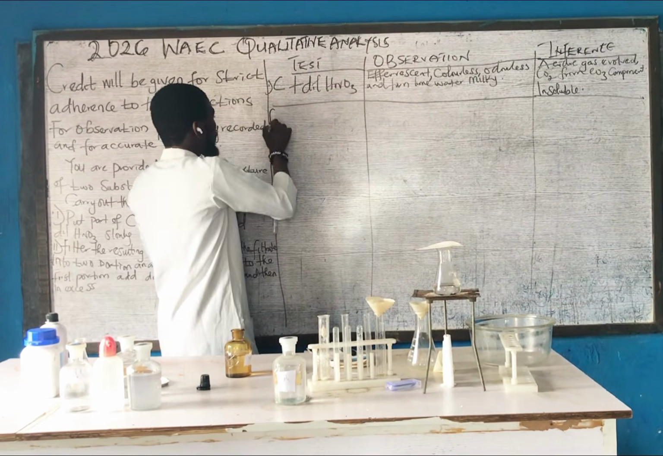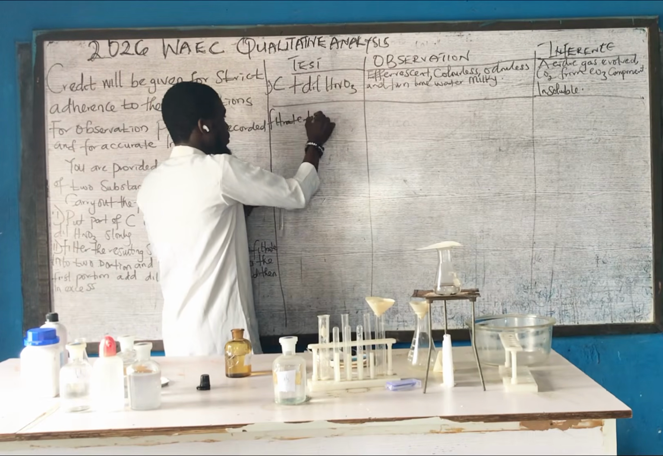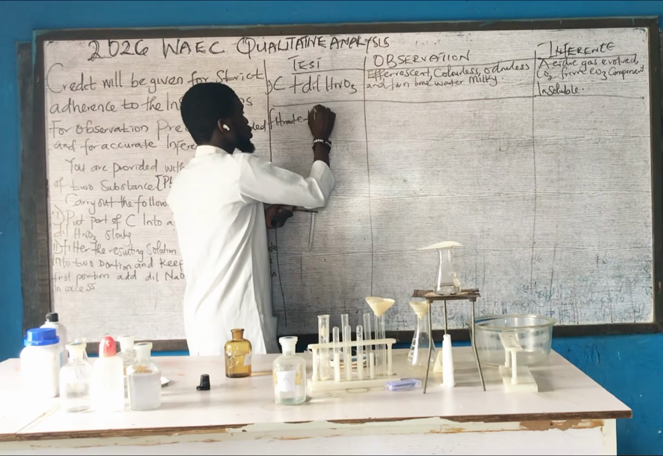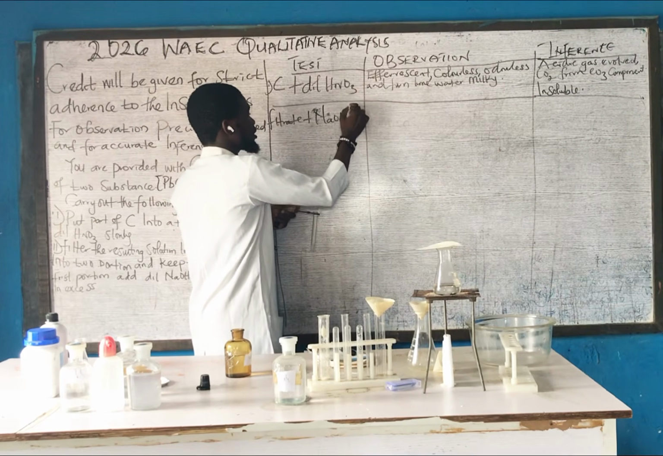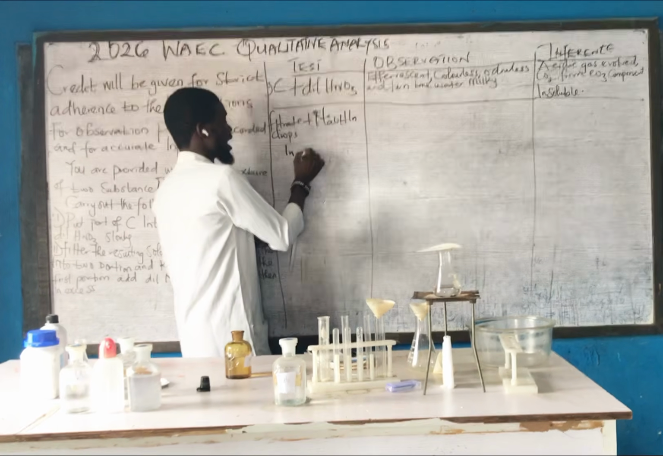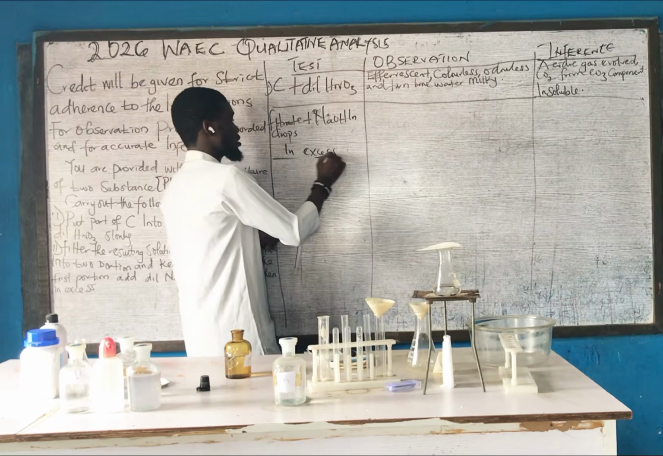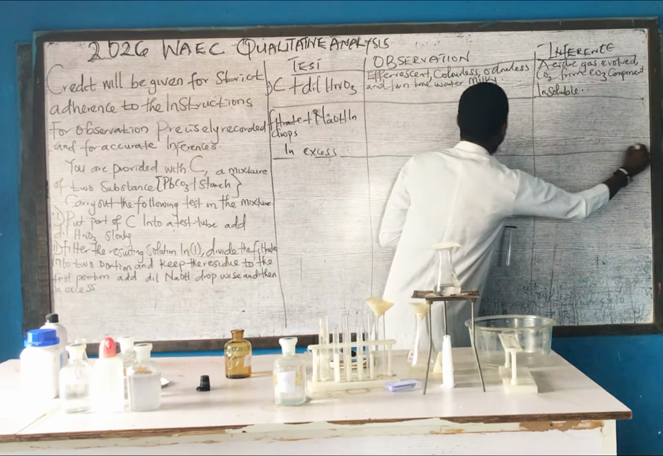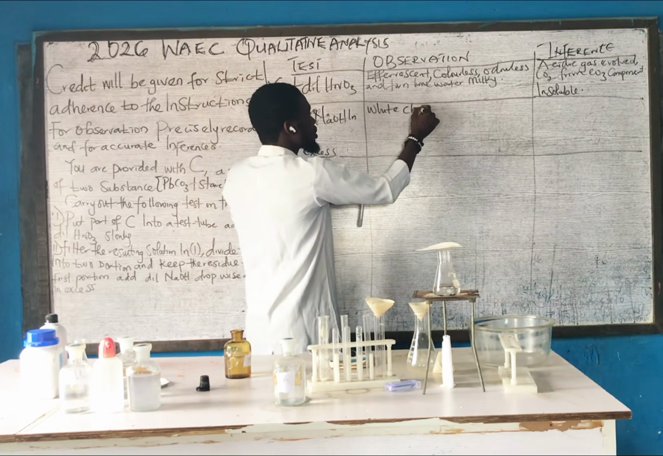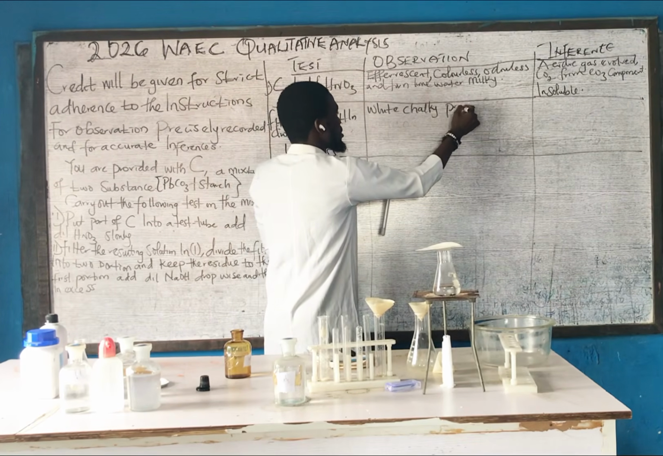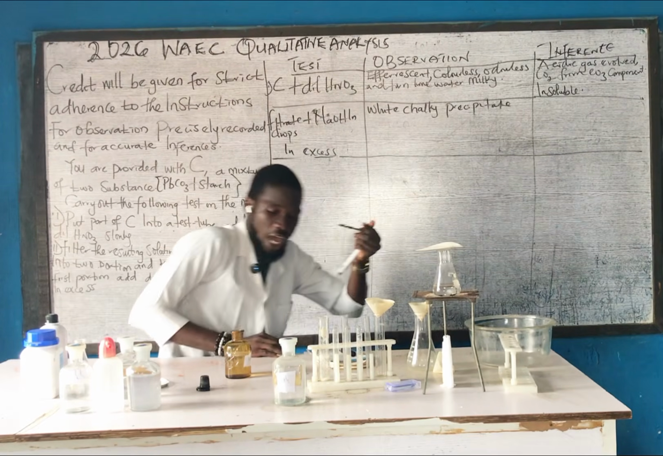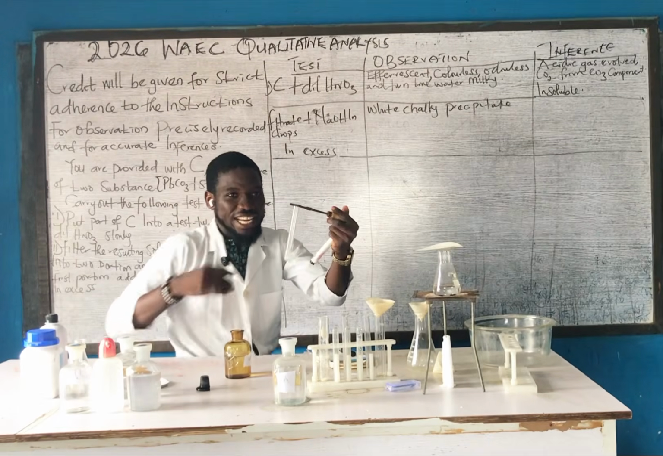They said filtrate plus sodium hydroxide in drops, then in excess. In drops, or in excess, so we have a white chalky precipitate. Please take note of that. White chalky precipitate. Now, I want to add it in excess.